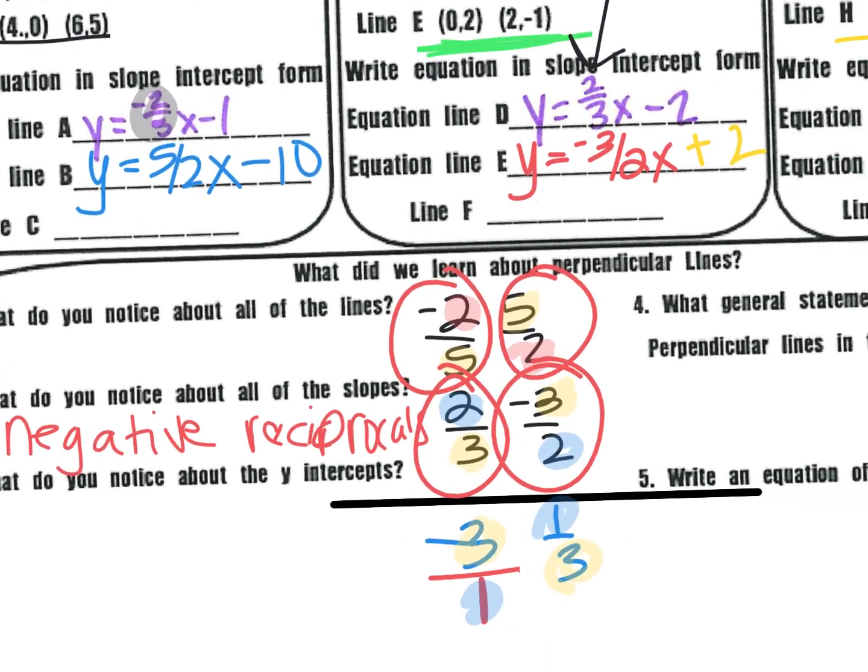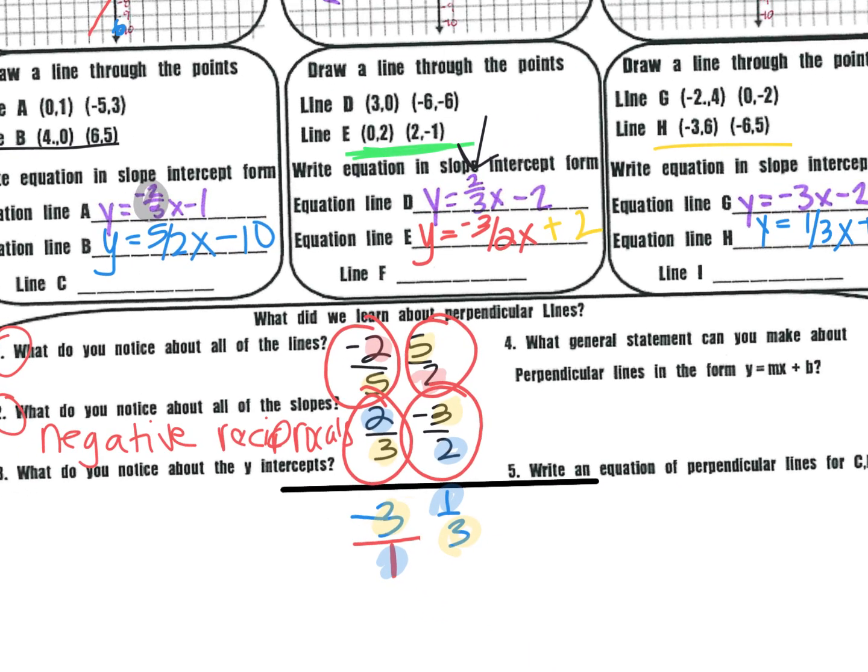So the general statement we can make is that perpendicular lines have slopes that are negative reciprocals. So let's say I had a slope of 2/10. The perpendicular slope would be negative 10 over 2. If I had a slope of 5, the perpendicular one would be negative 1 over 5. And we'll go over this in the next videos as well.